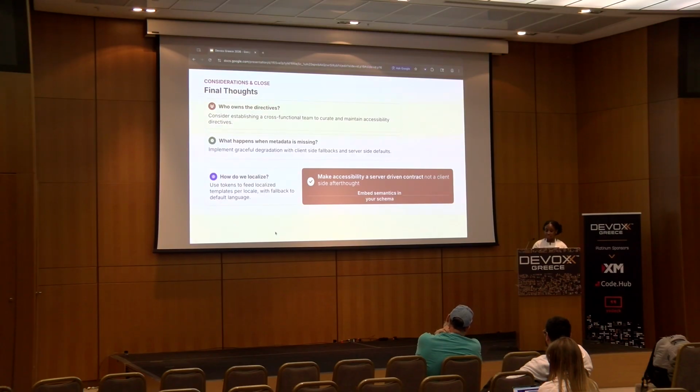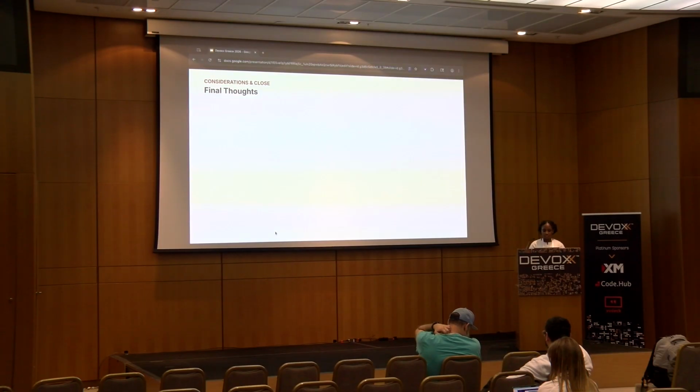What happens when metadata is missing? Implement some graceful default when the client side doesn't get the object, say if it's null, for example. You need some type of fallback. And then for localization, you can probably feed localized templates per locale, or maybe you want to keep it how you are doing it already if you are supporting more than one language. We want to make accessibility part of your server-driven contract and not an afterthought, so you can embed it into your schema as an option.